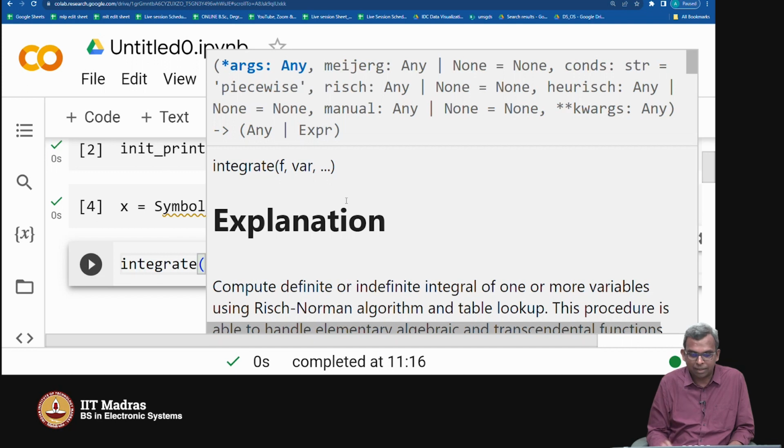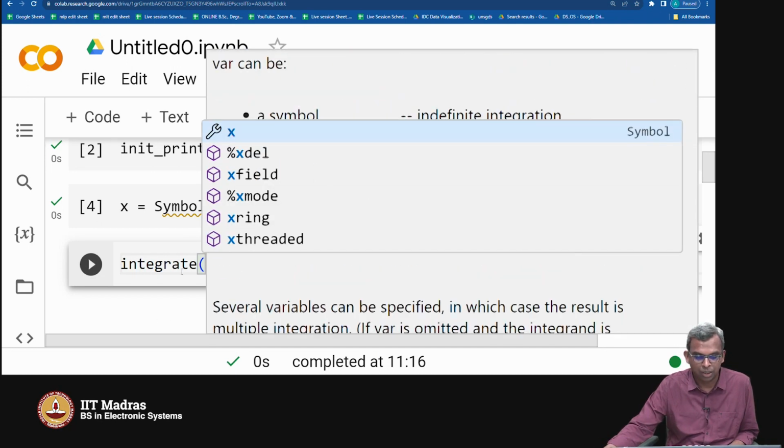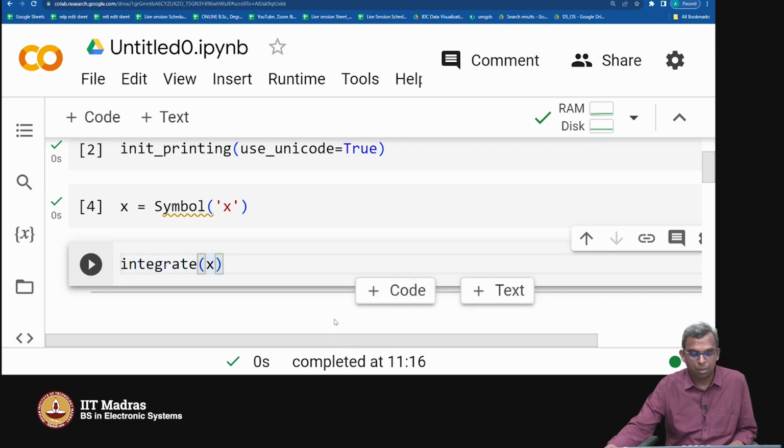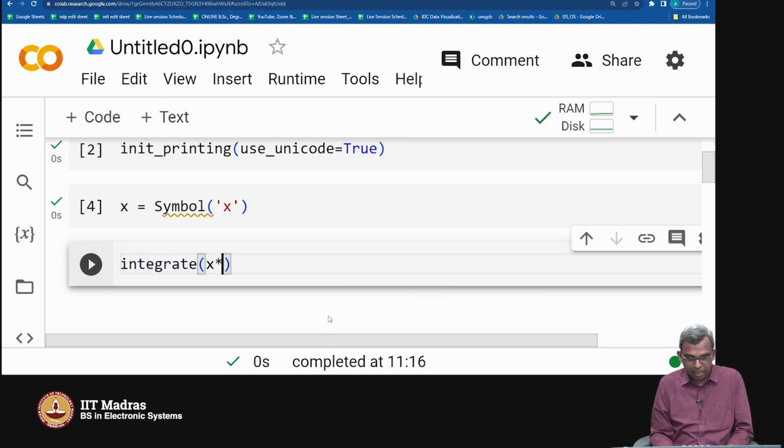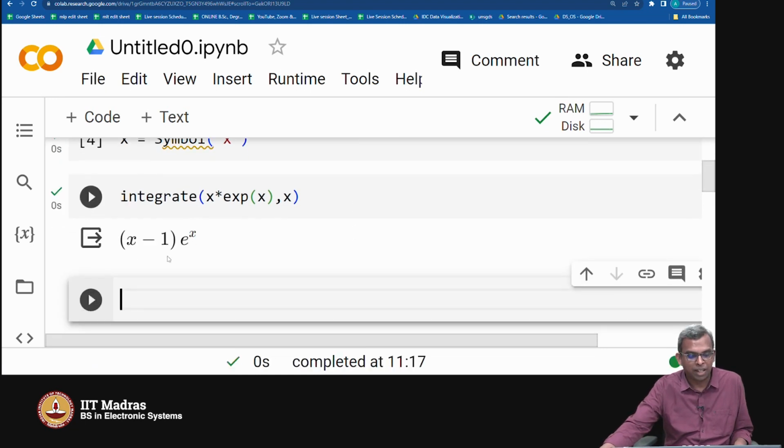I'm going to do x times e power x, comma x. We were doing this integration using parts. If you just do that, notice what it does: x minus 1 times e power x, there you go. You had to do all these other complicated expressions.